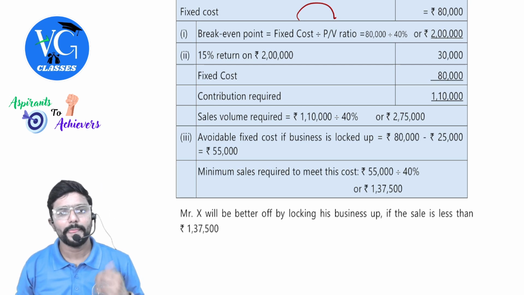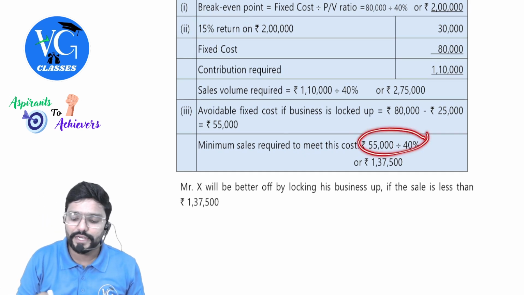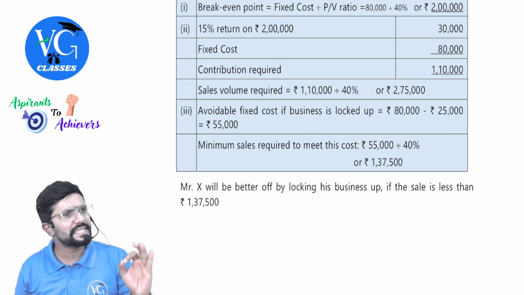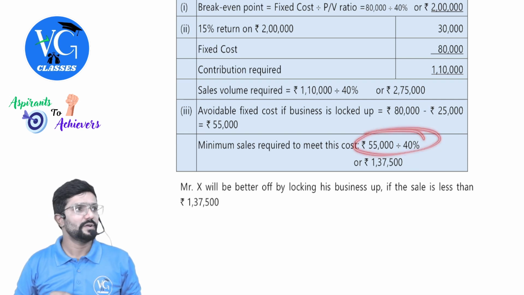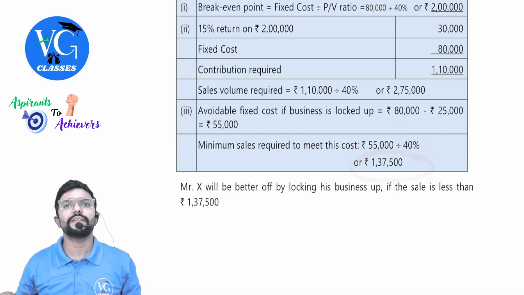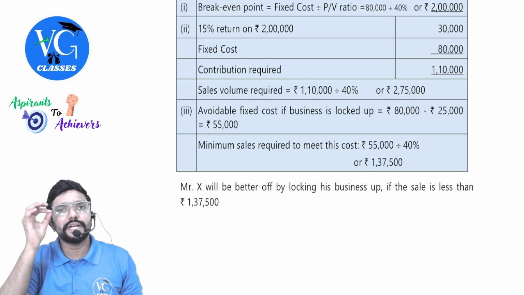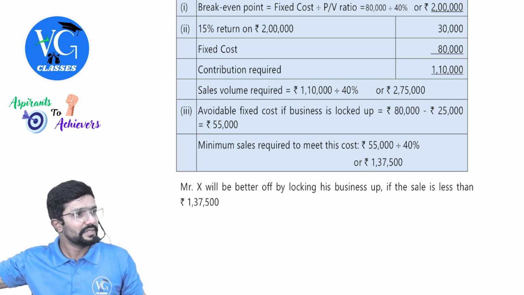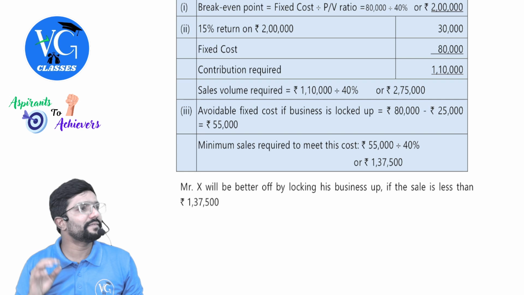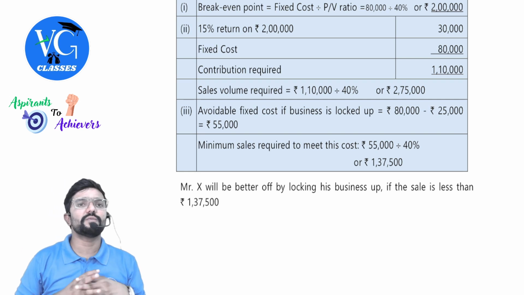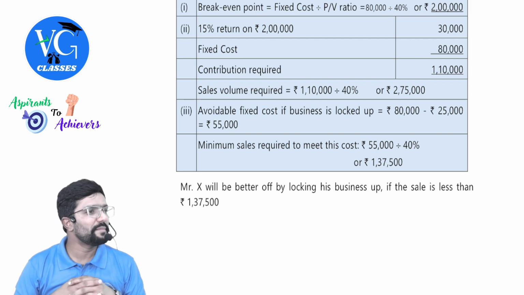Avoidable? Yes, sir. Minimum sales required to meet this cost is how much, guys? 55,000 divided by 40%. It is nothing but avoidable fixed cost divided by PV ratio. How much? 1,37,500. What is the meaning of it? Listen. If the company decides to continue, minimum sales should be 137,500. If their sales is less than 137,500, then they will be making more loss.